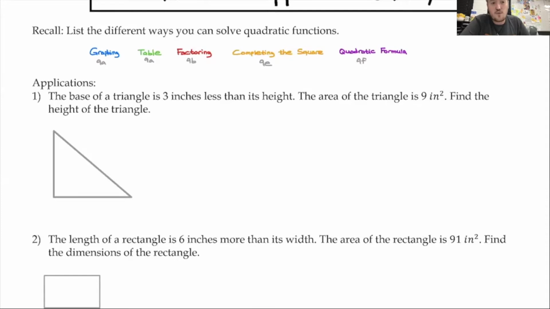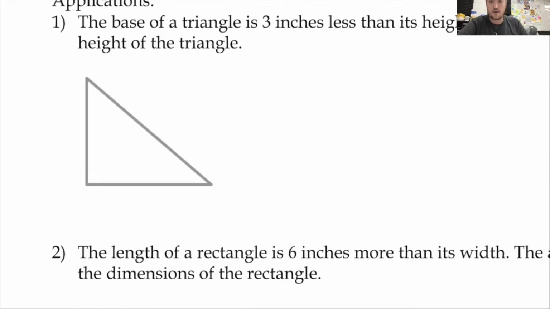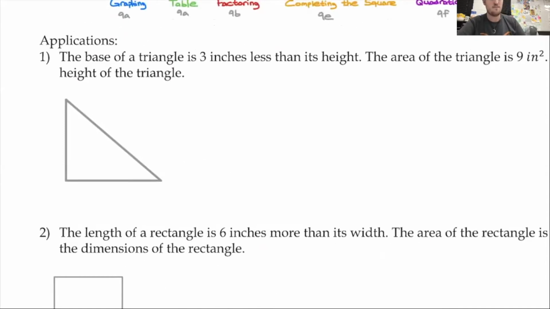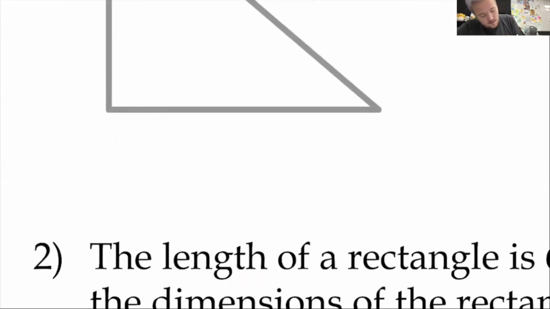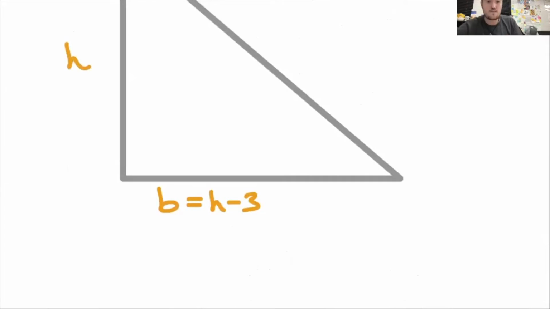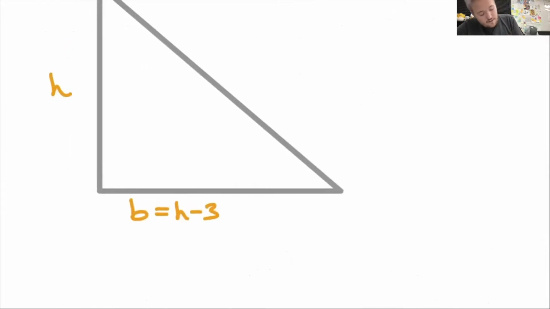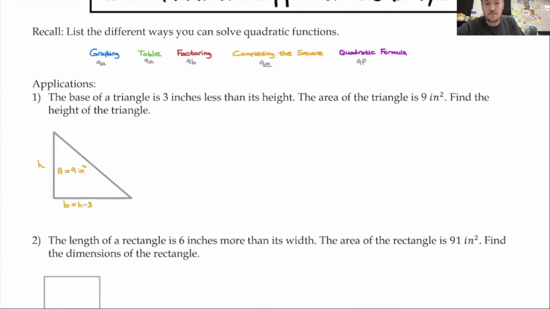So starting off, the base of a triangle is 3 inches less than its height. The area of the triangle is 9 square inches, and we want to find the height of the triangle. I went ahead and drew a triangle, and we're going to label it. The base is 3 inches less than its height, so the base is going to be h minus 3, whereas the height is just going to be h. Then we know that the area, based on the given information, is 9 square inches. So we want to find the height of this triangle.